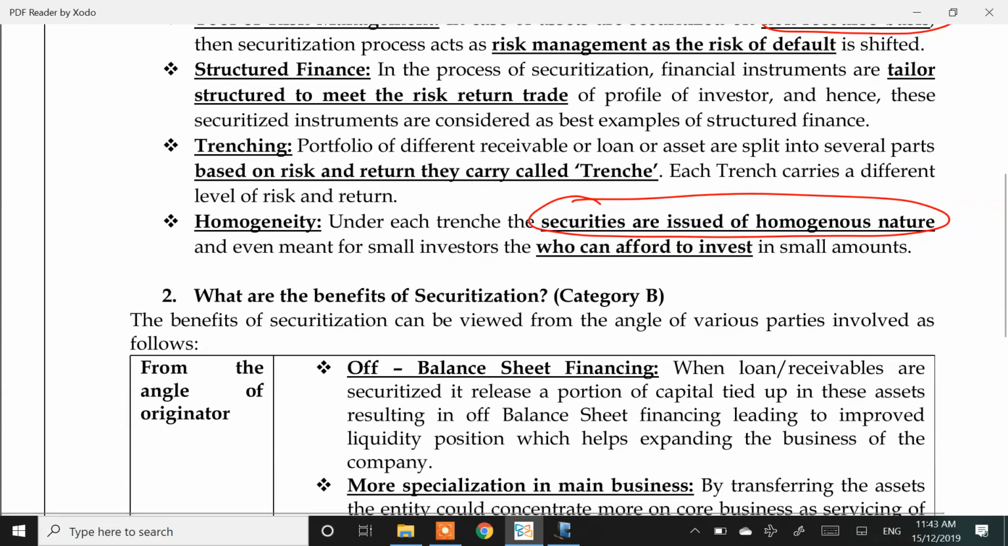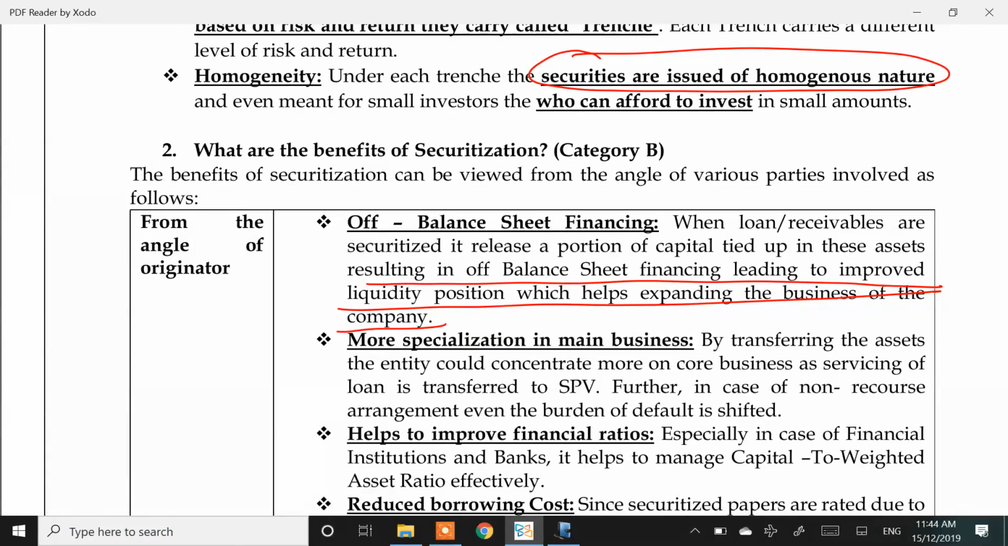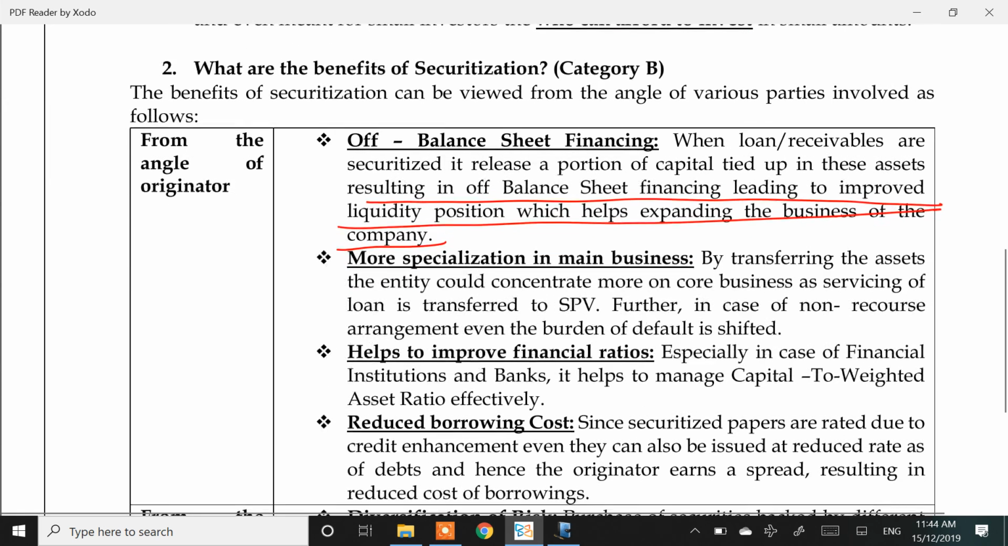So I can do off-balance sheet financing because this will not come as a loan in my book, because I have taken this money from the SPV against whatever 500 crore I had given. Also, this will help me in improving my financial ratios. I can focus more on my main business. And also there is something called credit enhancement which can be done on your securitized transaction. So your borrowing cost will also be on the lower side. So reduced borrowing helps to improve financial ratios, and gives more specialization in the main business.